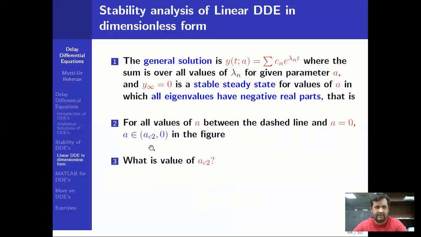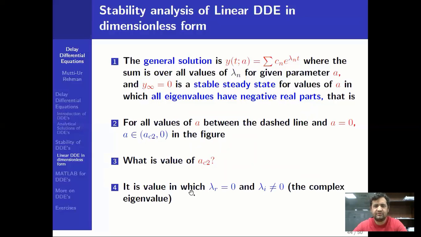Now one can ask, what is that actually, and what is the value of this A sub C2? It's nothing but the value where this is exactly equal to 0. But this is not true for the other value, which is pure imaginary.